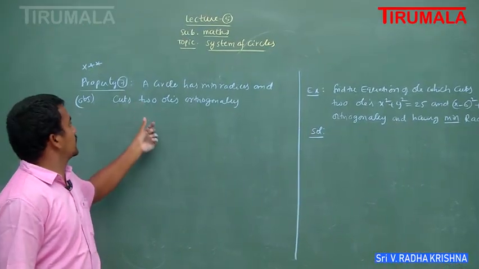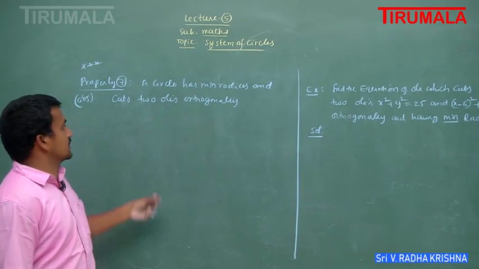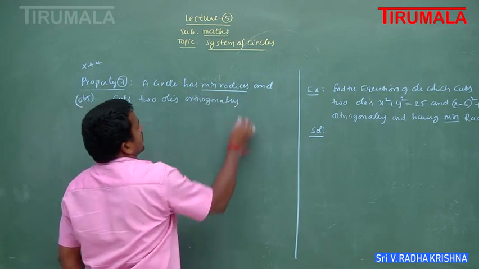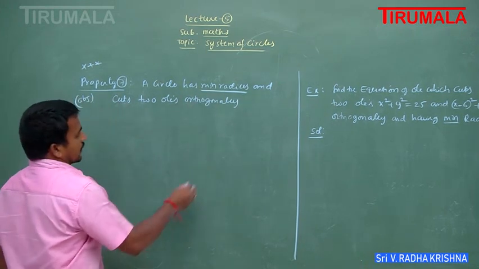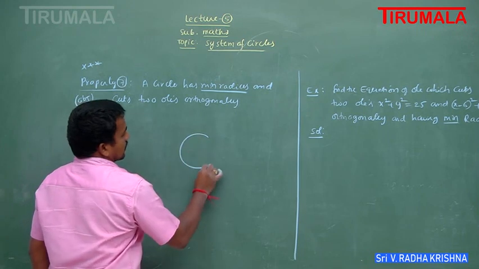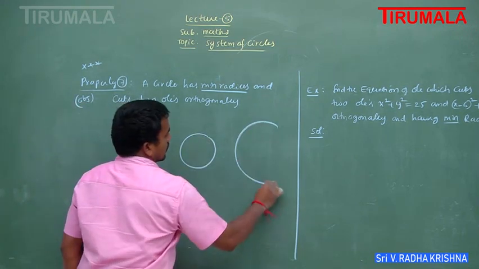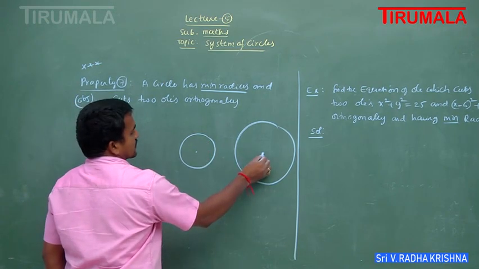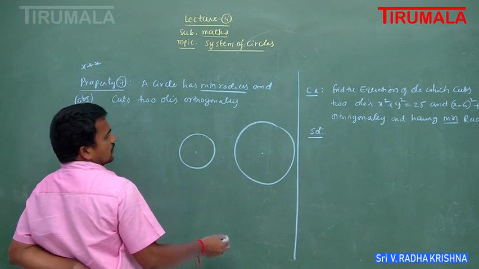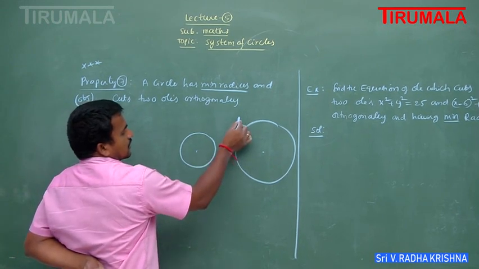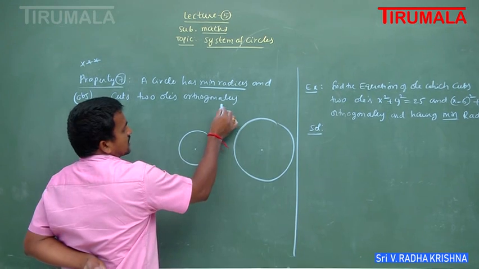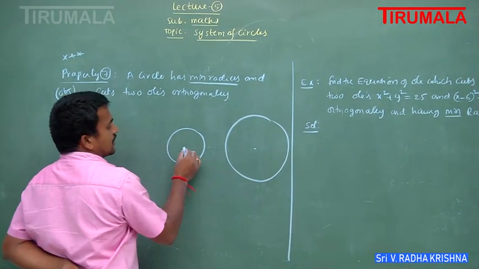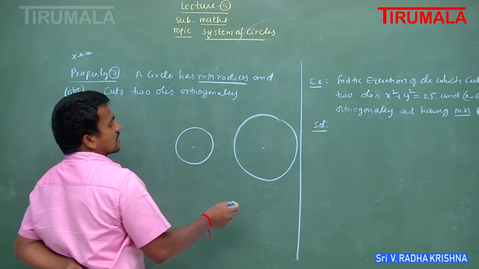Next one: a circle that has the minimum radius and cuts two circles orthogonally. This is very, very important for the objective. So here are two circles like this. Two circles that neither intersect nor touch, though they may touch or intersect, so no problem. But here infinitely many circles are possible that intersect orthogonally.